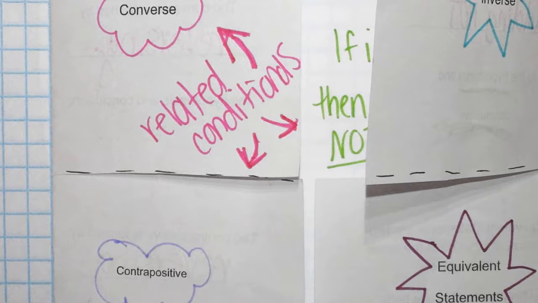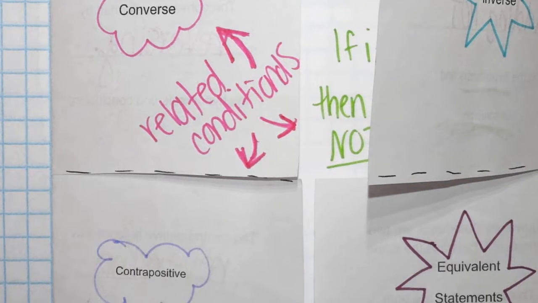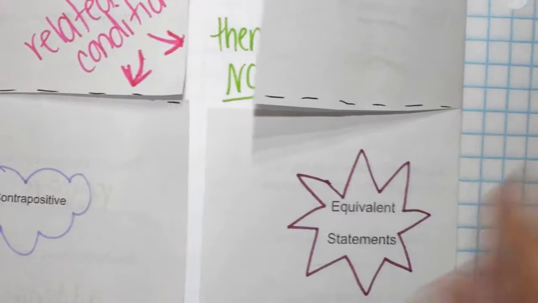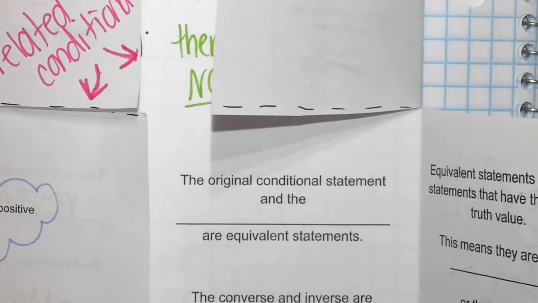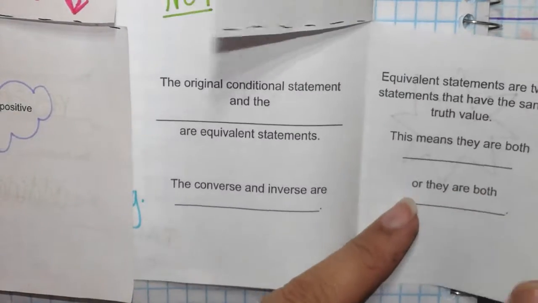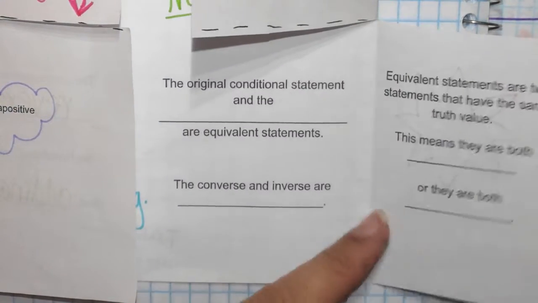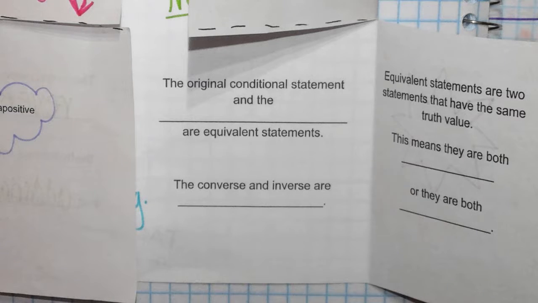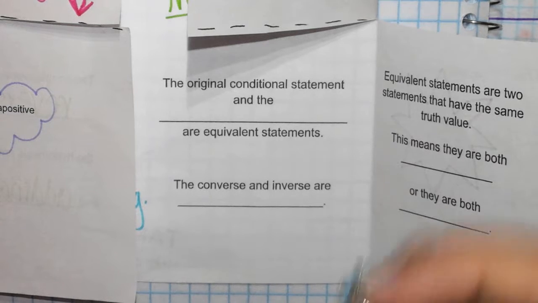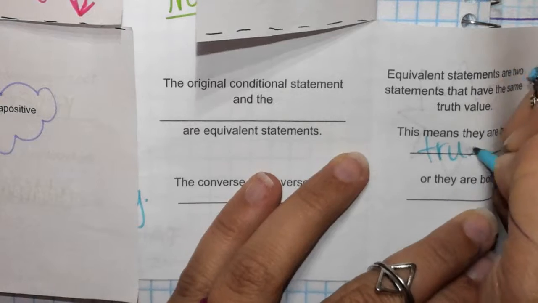Alright, the last part of our foldable is called equivalent statements. What do you think that means? Equal statements, which means they have the same truth value. Fantastic. Take a point. So then you open this foldable up. Let's start with the outside flap. It says equivalent statements are two statements that have the same truth value. This means they are both true or they are both false. Take a point.